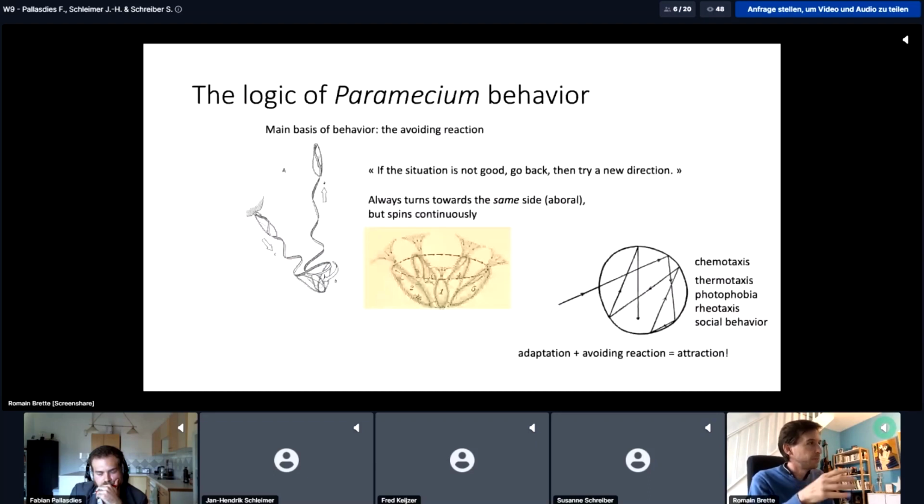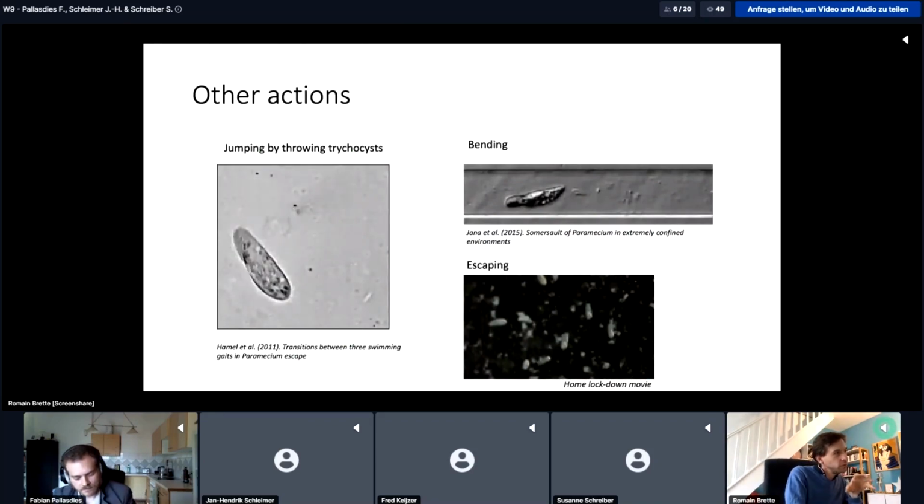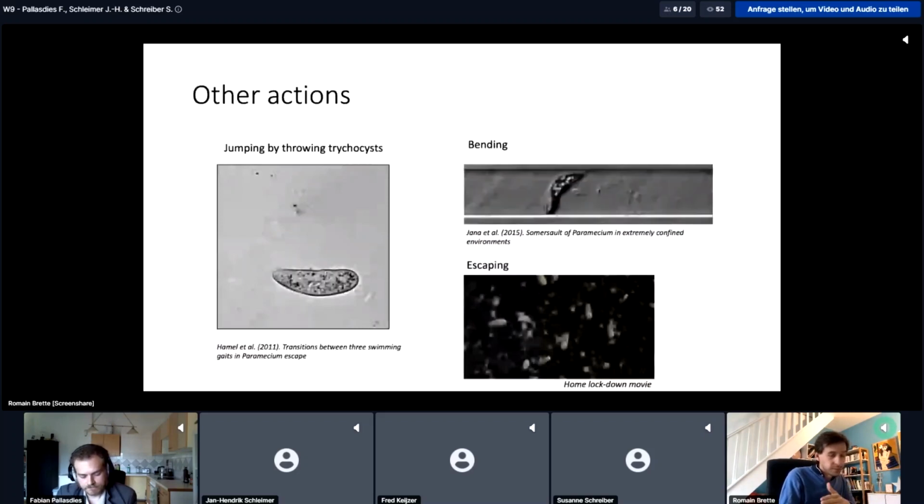So briefly, I will pass briefly in other types of behavior that you can find in the Paramecium. One is jumping. So here you can see a slow down movie from a recent paper where they use strong heat stimulus, which is a laser, and then you can see Paramecium jumping. It jumps by throwing little spears called trichocysts, and these are little spears docked near the membrane that it throws. It's calcium-based. It can also bend in narrow channels because it's flexible.